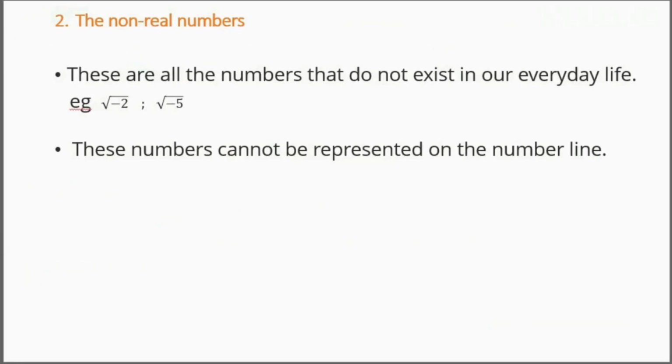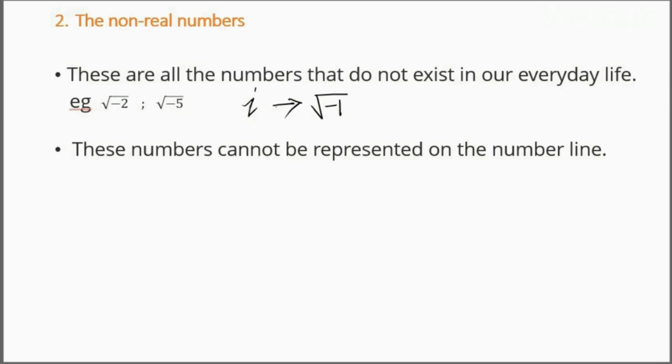And then the last group of numbers is the non-real numbers. These are all the numbers that do not exist in our everyday life. For example, the square root of all negative numbers, including this i. You see, this i is the symbol for the square root of minus 1.